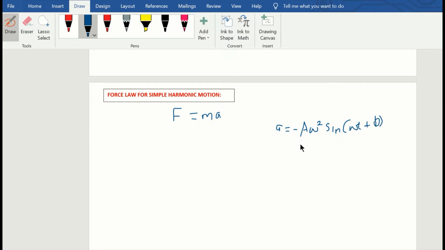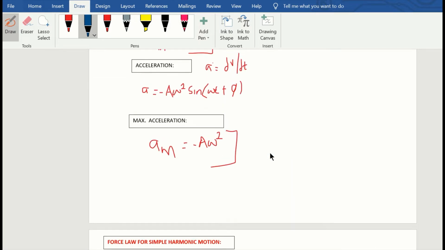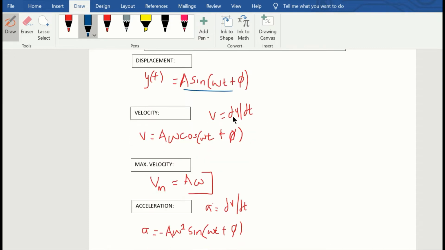All right, now we can replace our acceleration here with this equation, so it becomes the force equal to the mass. We take off this acceleration, it becomes negative. We have negative A omega squared sine, angular frequency times time plus the phase constant. Now if you look at this equation, you see that A sine the phase angle is the same as our displacement right here.